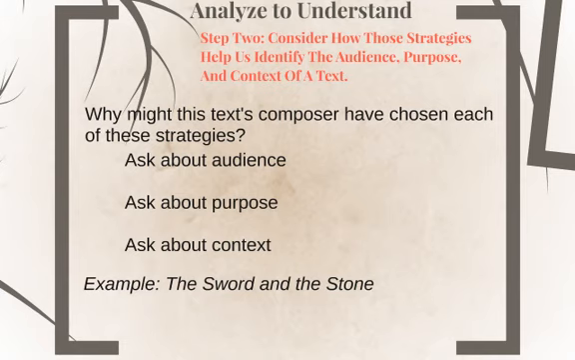And what I mean by context is you have to think about everything that's surrounding the text. And when we talk about the text of the film, the animated film, The Sword and the Stone, the context surrounding it is, you know, from the 1960s. So you have to consider what children in the 1960s would have been like, what are some of the things they might have been interested in.